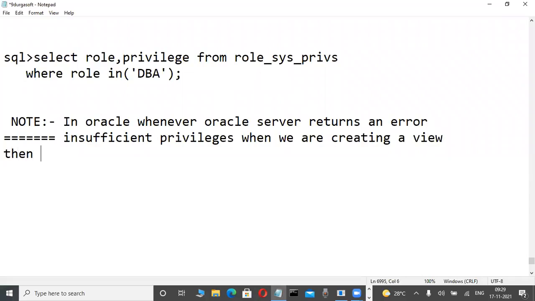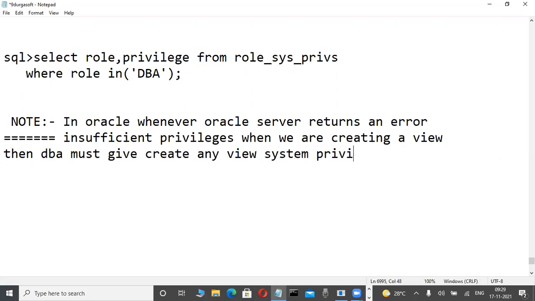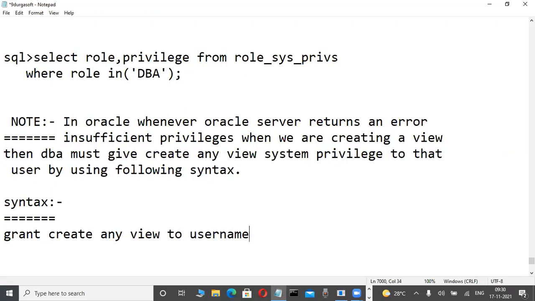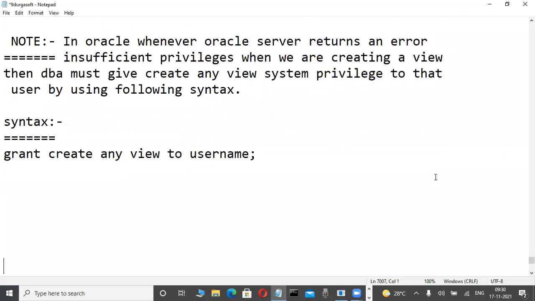then the database administrator, meaning the admin user, must give the create any view system privilege to that user by using the following syntax: grant create any view to username.